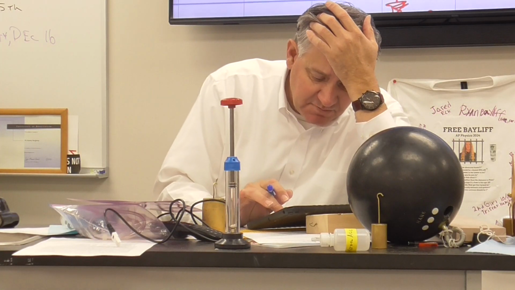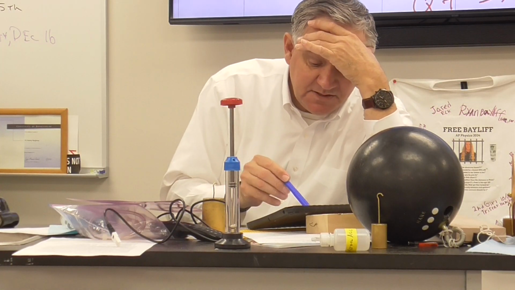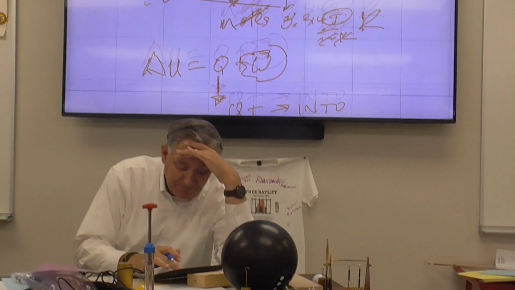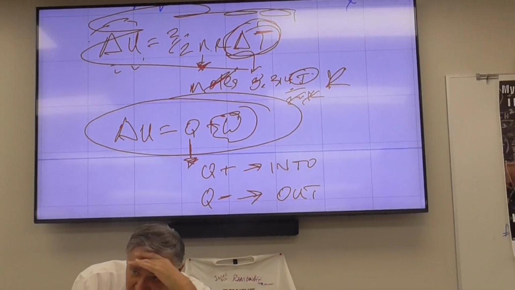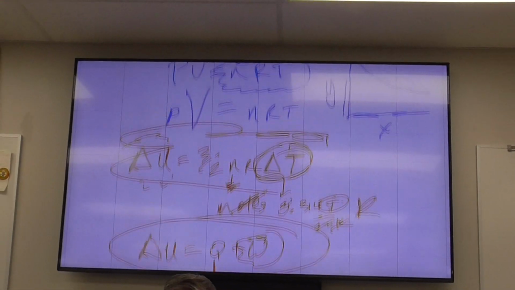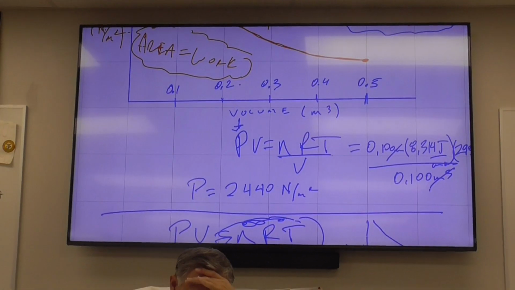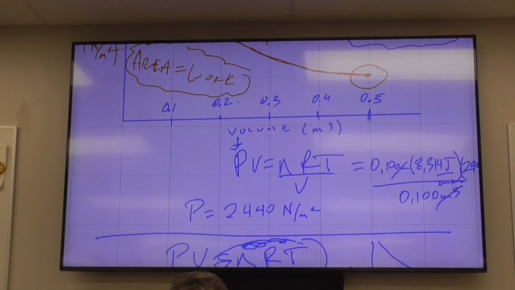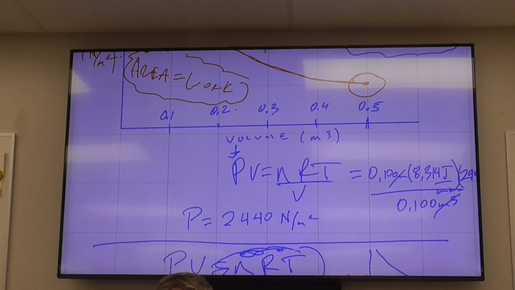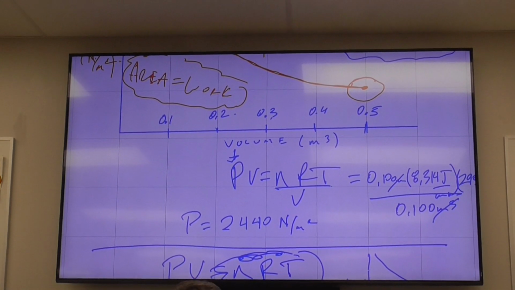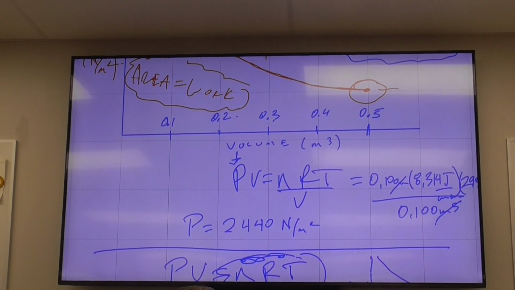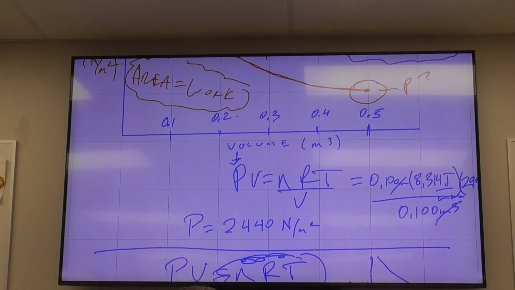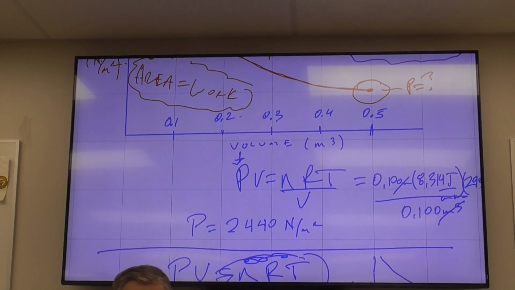All right, so here's what I want you to see. Delta U equals two things. It equals 3/2 nR delta T, and it also equals Q plus W. So what we're going to do is move this thing out here to 0.5 meters. So here's what we're going to do. I need to find that new pressure at that point.